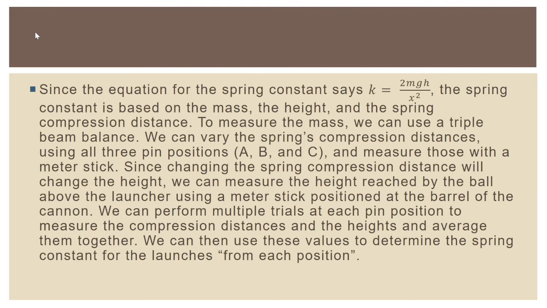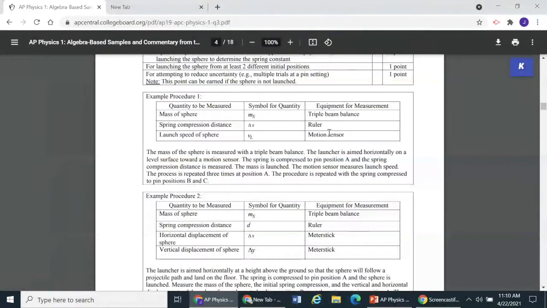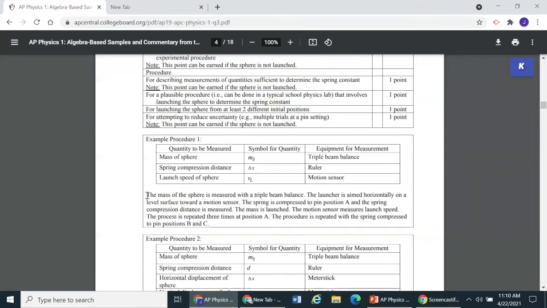Now, of course, if you were talking about the kinetic energy process, that would be slightly different. As shown here in the sample document, if you use just a straight up energy conservation approach, they said the mass of the sphere is measured with the triple beam balance. The launcher is aimed horizontally on a level surface toward a motion sensor. The spring is compressed to position A, and the spring compression distance is measured. The mass is launched. The motion sensor measures the launch speed. The process is repeated 3 times at position A. The procedure is repeated with the spring compressed to pin positions B and C.